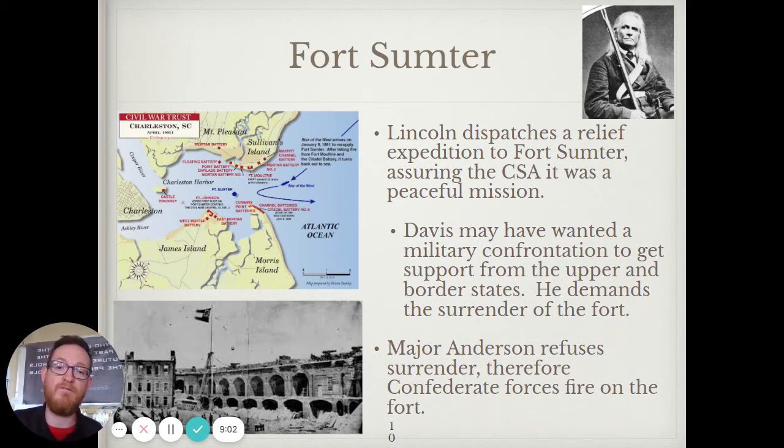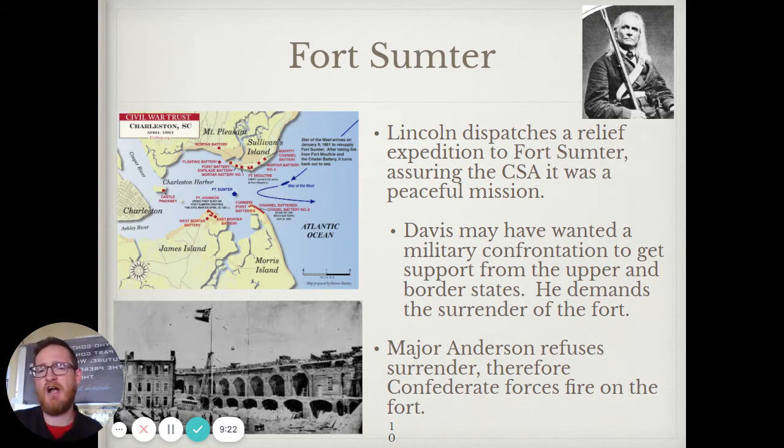Major Anderson would refuse to surrender there, and therefore Confederate forces would fire on the fort. You're going to see this wild dude who is pictured right up here, Edmund Ruffin. He would be widely credited with firing the first shot of the Civil War there at Fort Sumter.